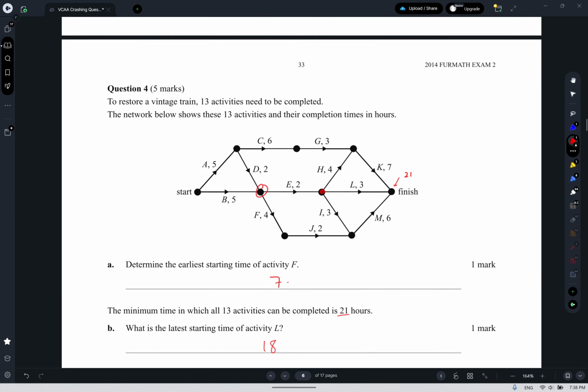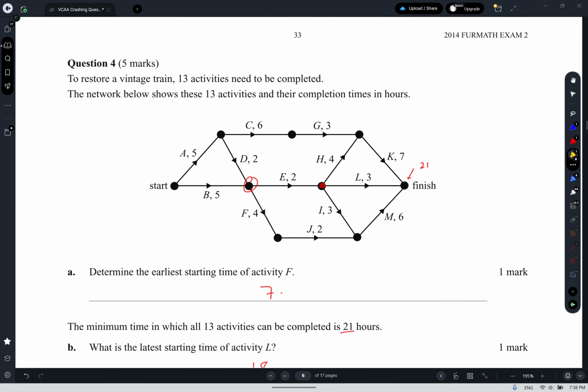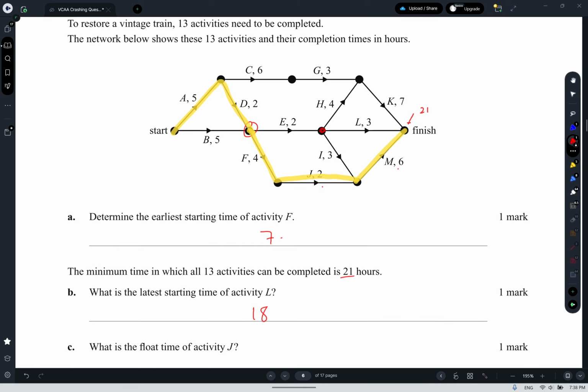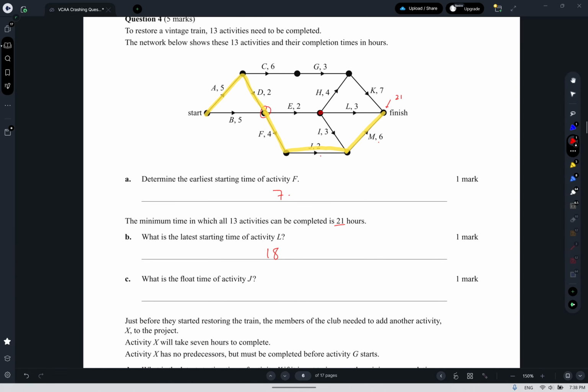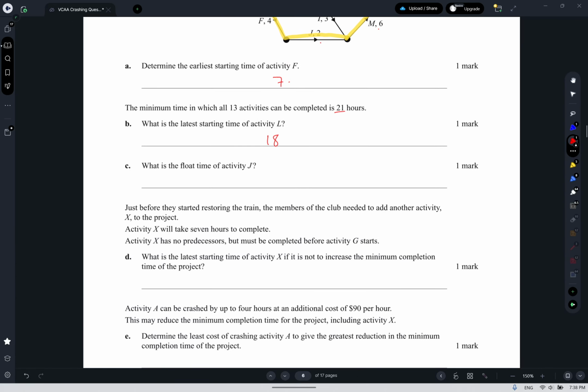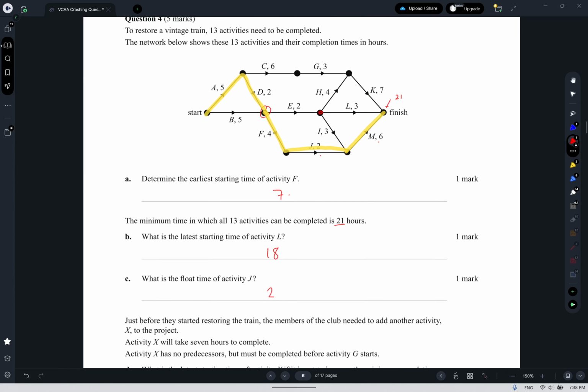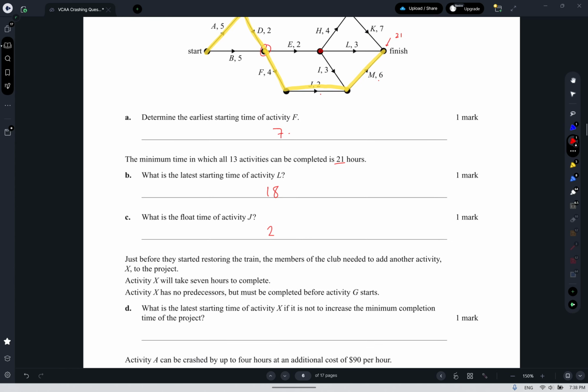The float time of activity J, so the longest route through the graph involving J. We've had a hint that that's the EST that way, so we've got that. And then there's actually only one route through the graph involving J, which is that one there. So A, D, which is 7, plus 4, which is 11, plus 2 is 13, plus 6 is 19. So that route through the graph is 19, the critical path is 21. So J must have a float of 2, because 21 take away 19 is 2.